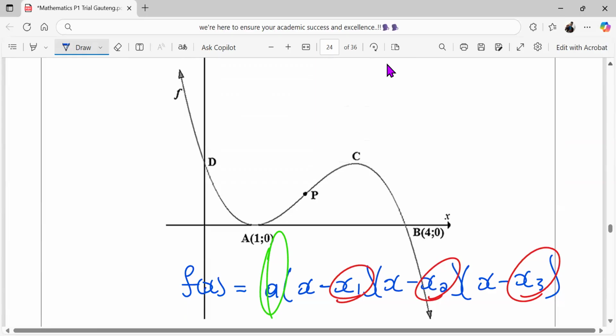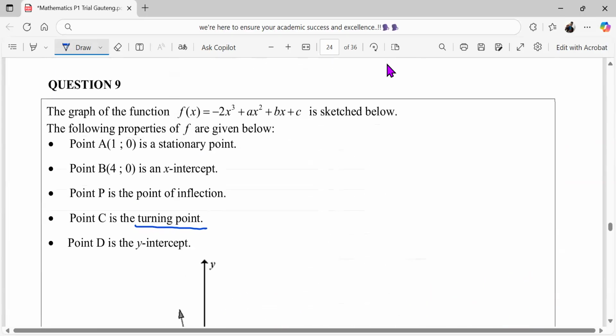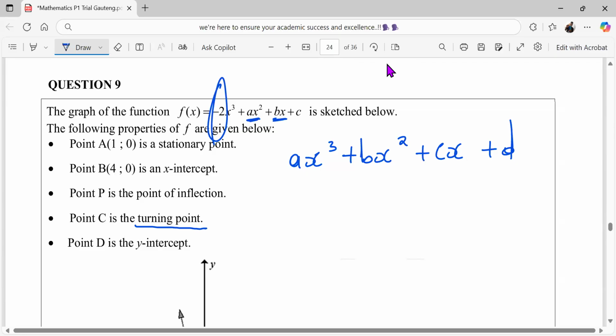So our a is normally the coefficient of x cubed. In the general equation of a cubic function, it's ax cubed plus bx squared plus cx plus d. This is how it is in general. Just that since it's given to us, they decided to call b a and c b. They just switch them around because we already know the coefficient of x cubed. That's not a problem.